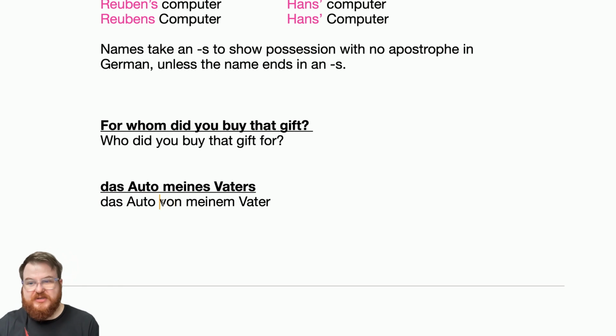So this structure that you see is actually in the dative. The dative, right? Das Auto von meinem Vater. So they use von and the dative to replace the genitive.